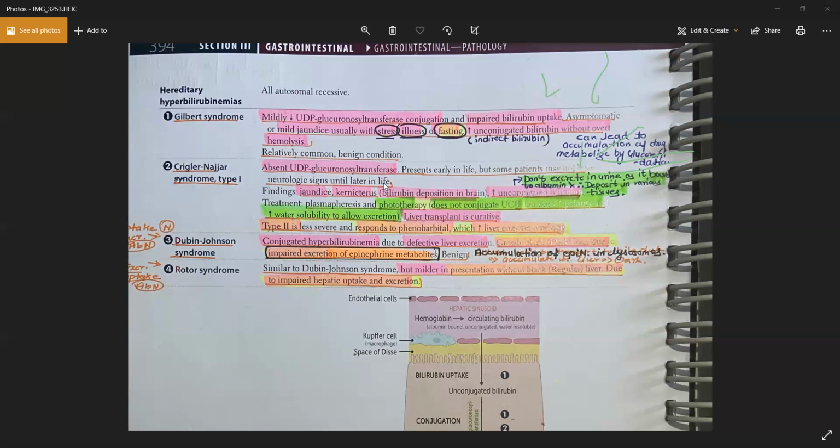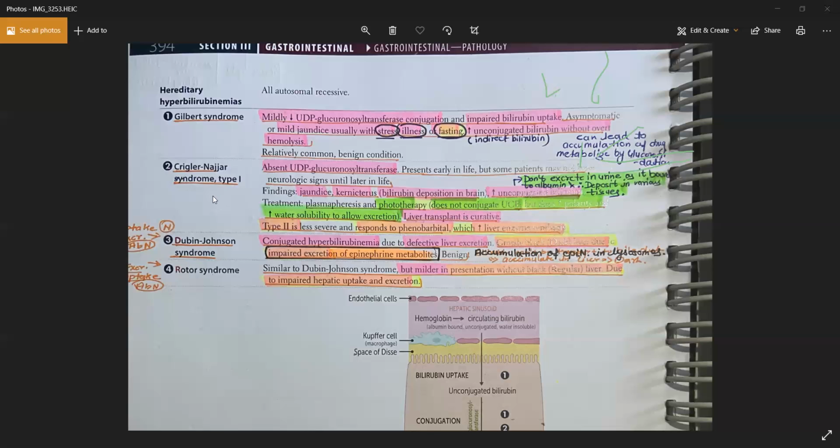And the treatment you can give first is phototherapy. Phototherapy won't conjugate the bilirubin, but it will convert it into a more water soluble form so that it can be easily excreted from the kidney, right? And the liver transplant is of course curative, very important. So this is Crigler-Najjar syndrome type 1.